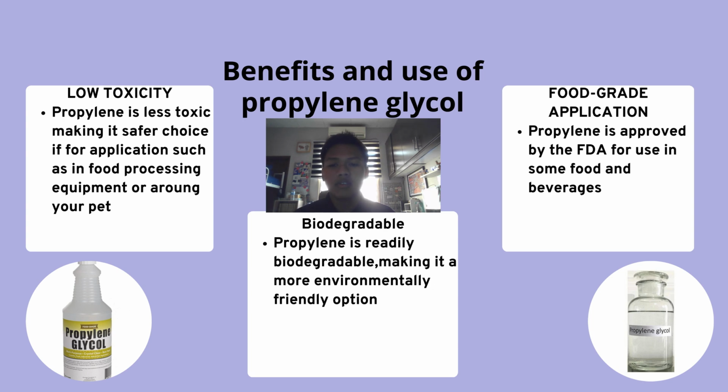Third, food grade application. Propylene glycol is approved by the FDA for use in some food and beverages. So from all this explanation, we can conclude that propylene glycol is mostly used in food and beverage production.